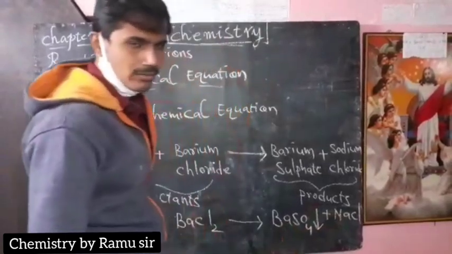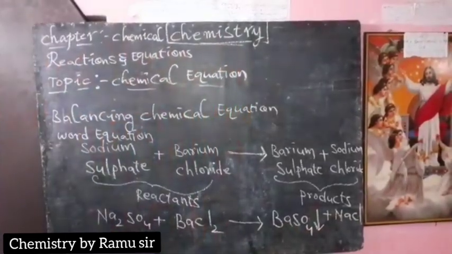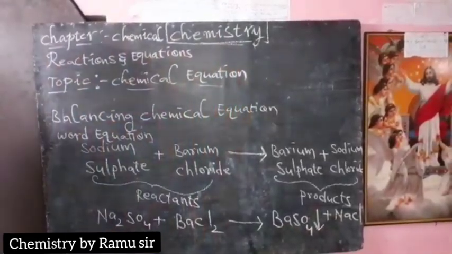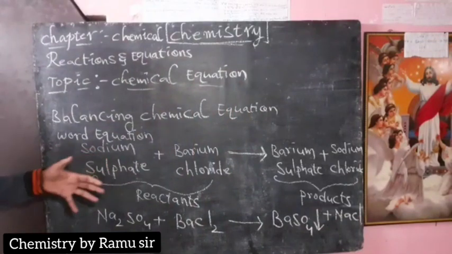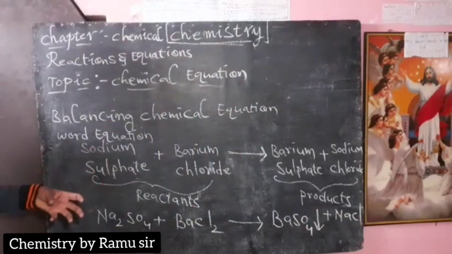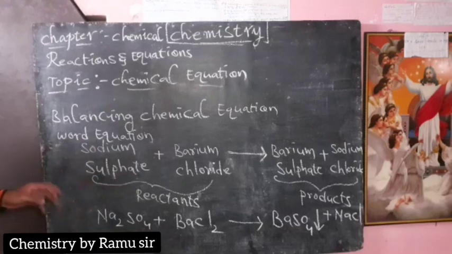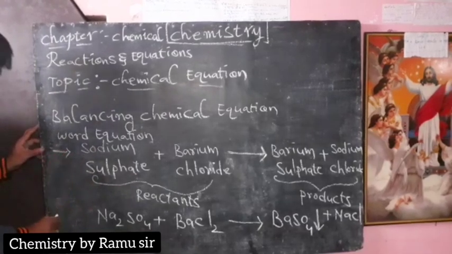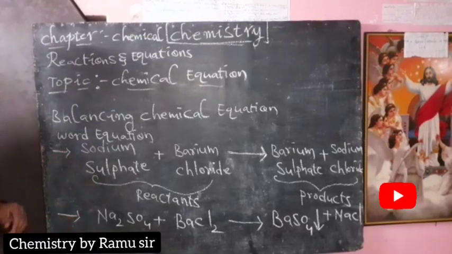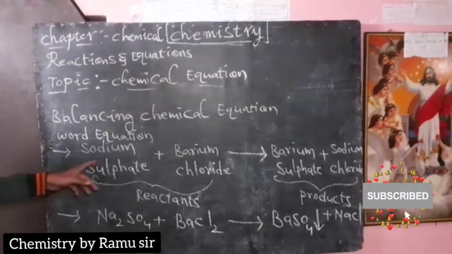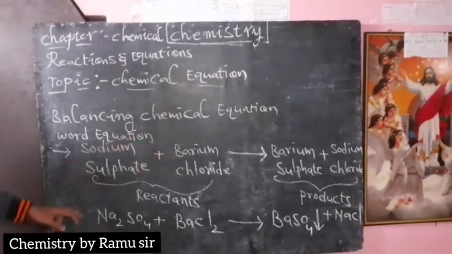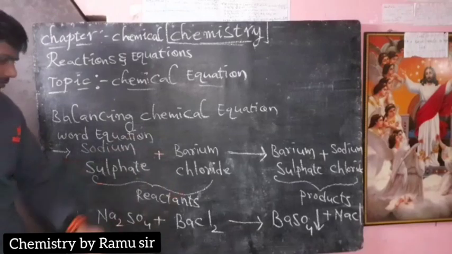Here the downward arrow mark represents the precipitate. Precipitate is nothing but insoluble substances. So the first one is a word equation and the second one is a chemical equation. In a word equation we write the chemical names of the substances. In a chemical equation we write the chemical formulas.